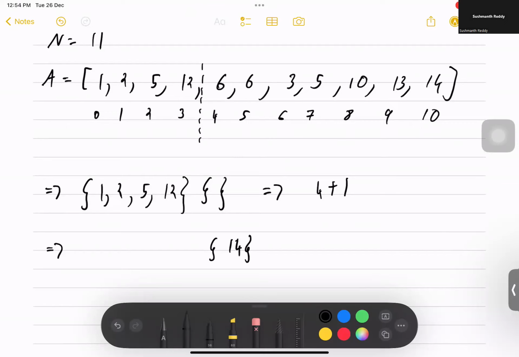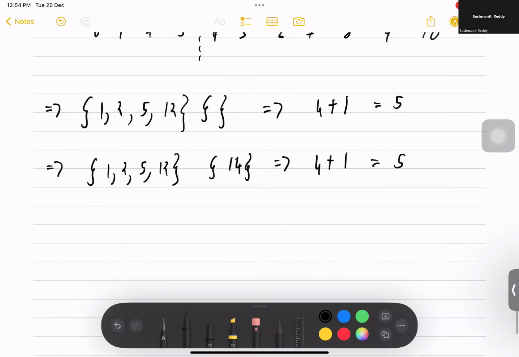Now for this suffix, what is the longest prefix that we can get? So if we look over 1, 2, 5 and 12, this can be the longest prefix that we can get, right? That is because if we merge these two things, then 12 will be smaller than 14. So that means the merged result of prefix and suffix will also be strictly increasing. So for suffix 14, there are again 4 plus 1 choices to pick L. So there are 5 choices over here.